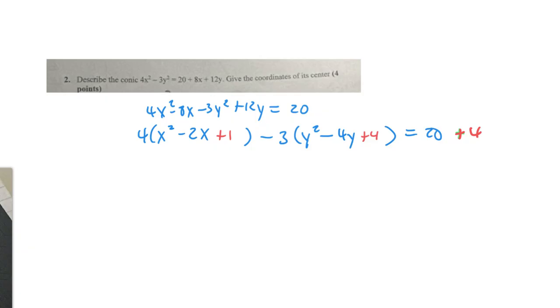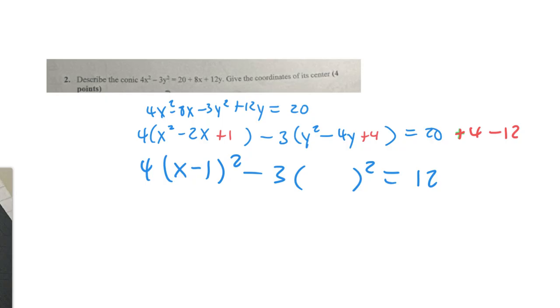And I think my student watching probably knows that we really added a negative 12 here. So we have to balance that out by making a negative 12 over here. As a result of that, we will have 4 times something squared minus 3 times something squared, and that's going to equal 24 minus 12, aka 12. In the parentheses here, it's going to be x minus 1. So for my student watching, if you're ever in doubt as to what this number is, it's always going to be half of that middle coefficient. This is going to be y minus 2.